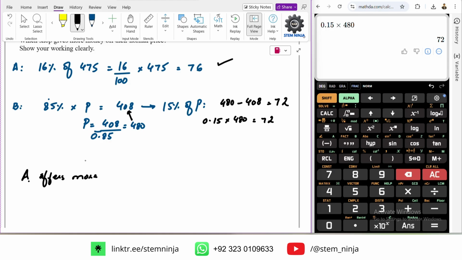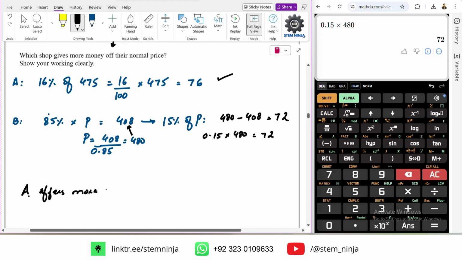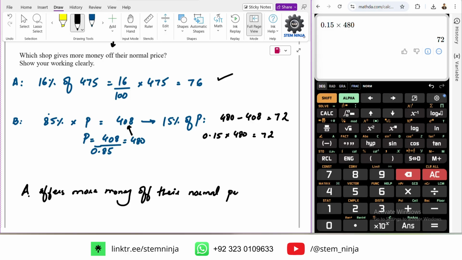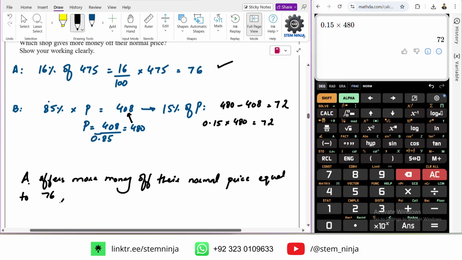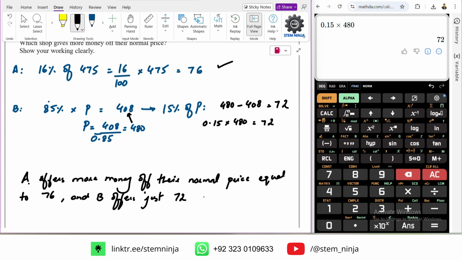A offers more money off their normal price, equal to 76, and B offers just 72 off their normal price.